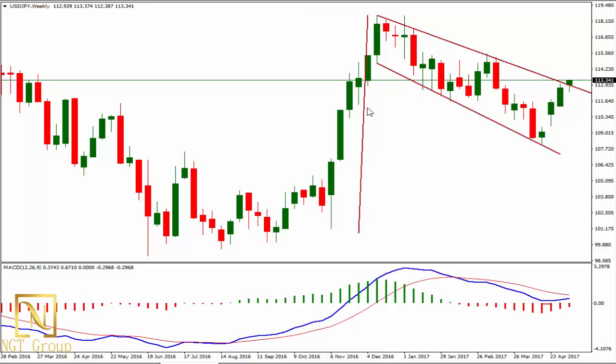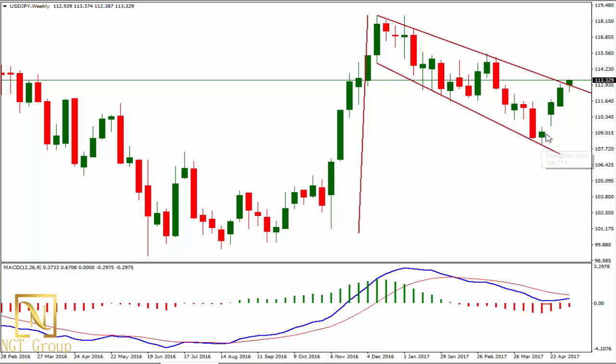As we can see here, there's a flag pattern that has been formed so far. The flag pattern is known to be a continuation pattern. So the first move, the first leg of the move, then the flag pattern, and then the break of the flag, we consider that a continuation pattern. There are several things that I'm looking at here that lead me to believe that we are back in the uptrend. We are resuming the uptrend.